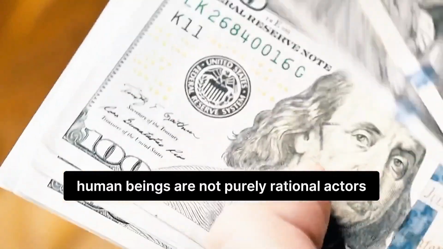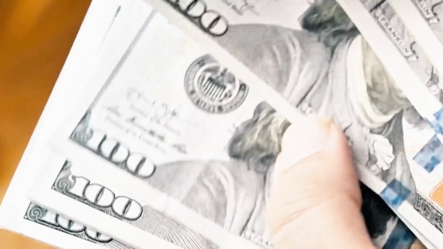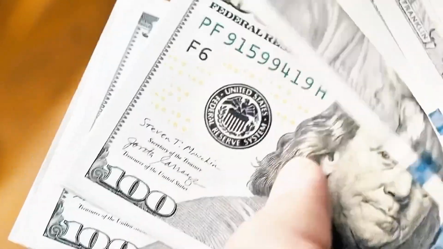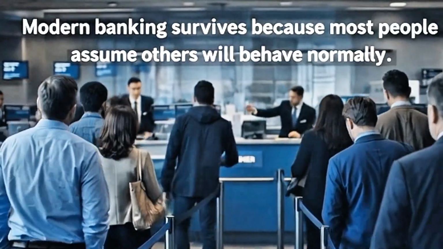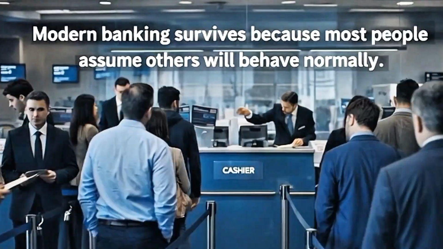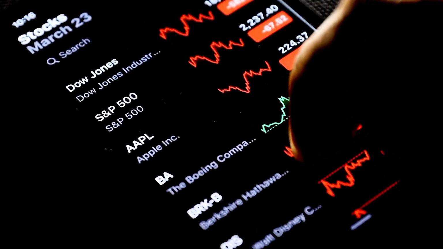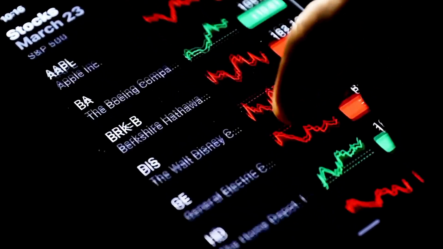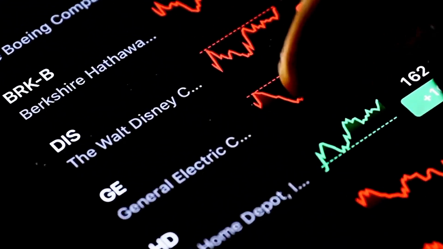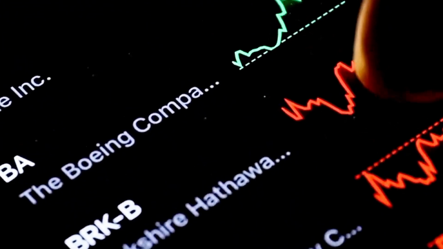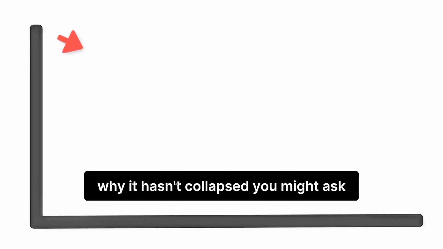Human beings are not purely rational actors. If you believe others will withdraw first, you withdraw first. This is not ignorance. It is game theory. Modern banking survives because most people assume others will behave normally. The moment that assumption cracks, behavior synchronizes. Digital banking amplifies this. There are no cues, no friction, no pause to reconsider. A tap is enough.